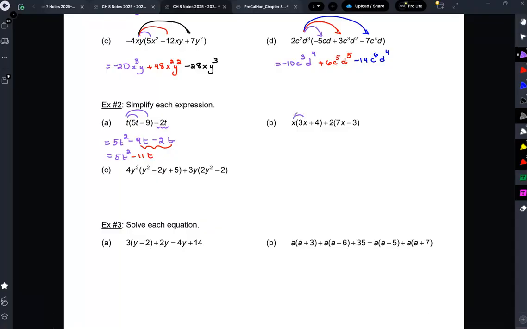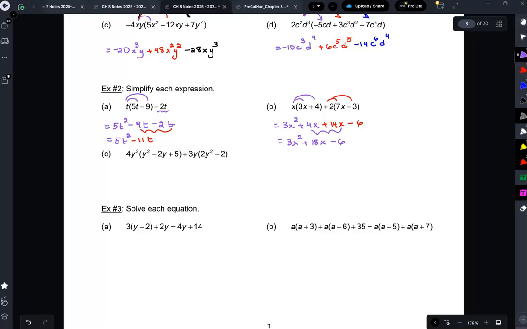Here, distribute this. I get x times 3x, 3x squared. x times 4, 4x. Distribute this, and I get 14x minus 6. Let's see, 3x squared. These are like terms, so 18x minus 6.